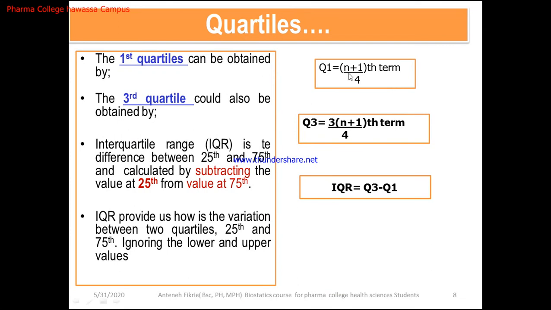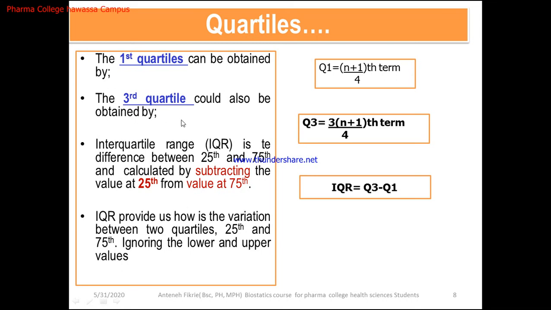As you remember from the calculation of the median, the median means the midpoint, so dividing our data observations, or the total sample size, by 2, n over 2, just to calculate Q2, or the second quartile. Q2 is equal to n over 2, where n means the sample size. So when we divide the sample size by 2, we obtain the median.